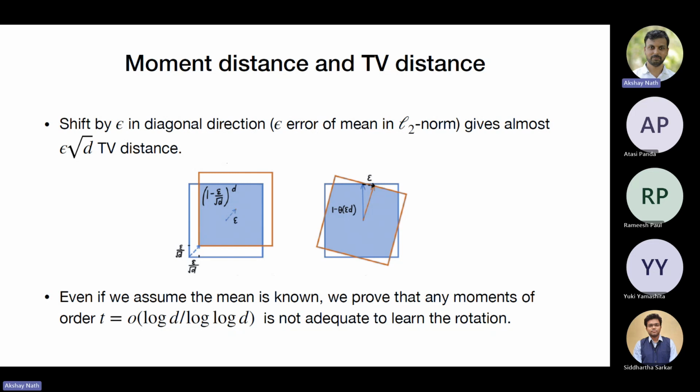And this second example shows that even if we assume that we know the mean, we try to avoid this case, suppose we already have the mean, but if we do this rotation, we rotate it by an angle epsilon, then the TV distance is again something like epsilon times d. And we prove that moments of order t equal to small o of log d over log d are not adequate to learn the rotation.